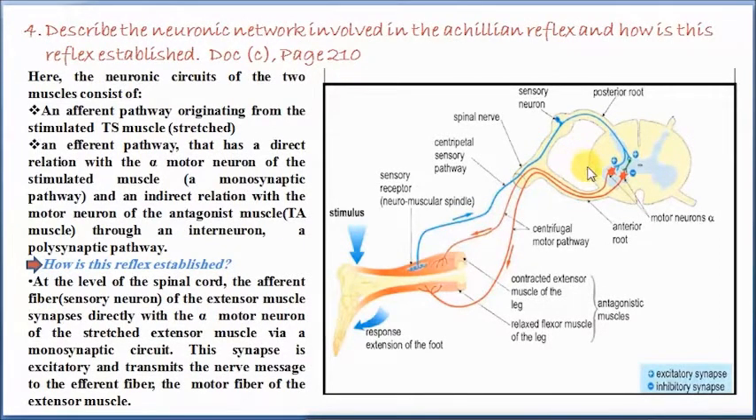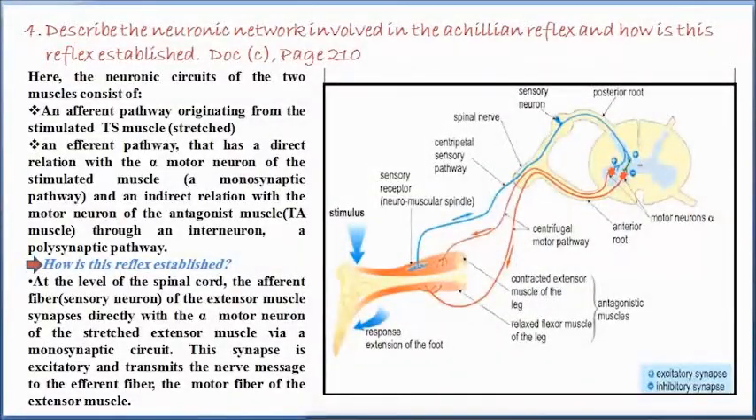And remember, we have talked about this. It is a monosynaptic pathway involving only one synapse, and we have an indirect relation: the sensory neuron has an indirect relation with the motor neuron of the antagonist muscle, the TA, through an interneuron. Therefore, we have a polysynaptic pathway.